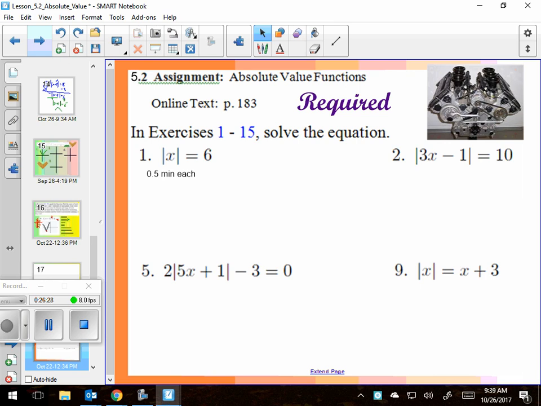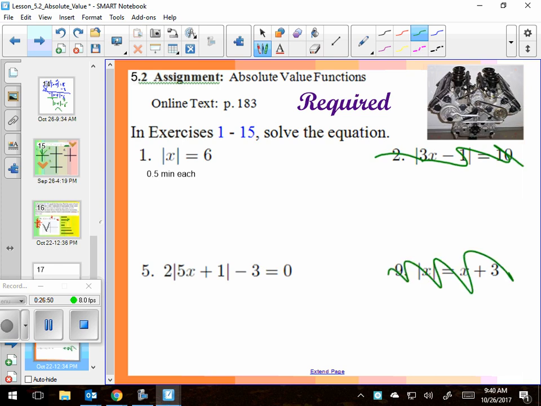Let's cut it down to be a more reasonable size. And I'm going to grade last night's, because some of you are saying he never grades the homework, but I'm going to today. So here's the assignment for tonight, but I'm going to cut a few out. Let's cut out 2 and 9.